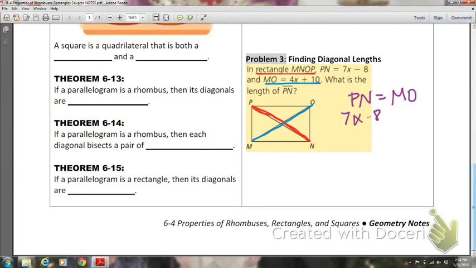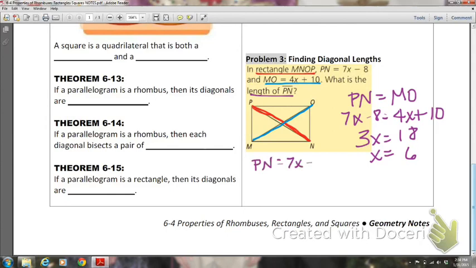7x minus 8 is equal to 4x plus 10. Solve this. Subtract the 4x from both sides. Add the 8 to both sides. And x is equal to 6. Now you're not finished with the problem because the problem is asking what's the length of PN. So plug that back in because PN is 7x minus 8. So that's 7 times 6 minus 8. 42 minus 8 is going to be 34.